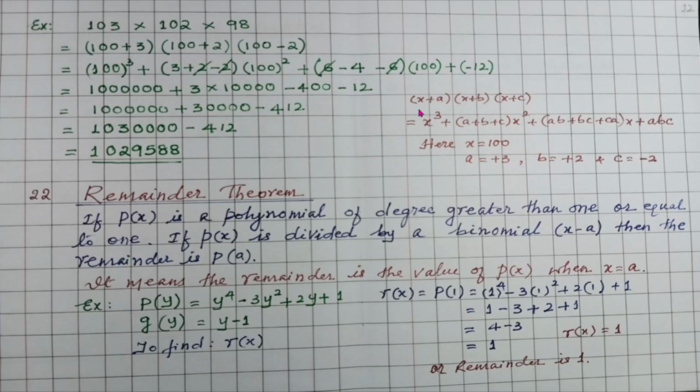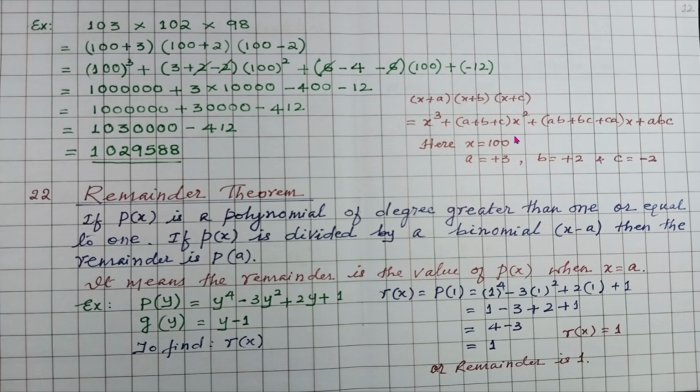plus b) into (x plus c), and you know that (x plus a) into (x plus b) into (x plus c) is x cube plus (a plus b plus c) whole x square plus (ab plus bc plus ca) into x plus abc. Now let us convert these numbers in the form x plus a, x plus b, x plus c, that is 103 is 100 plus 3, 102 is 100 plus 2, 98 is 100 minus 2. Now here x is 100, a is 3, b is 2, and c is minus 2.